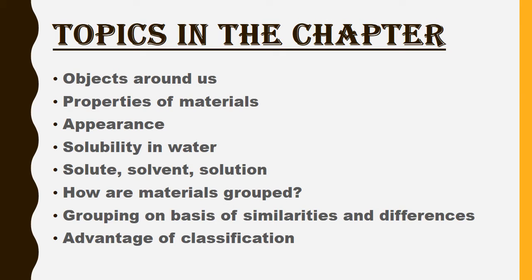So in this chapter, the topics we are going to cover are objects around us, properties of materials, appearance, solubility in water, solute, solvent, solution, how the materials are grouped, and grouping on the basis of similarities and differences, and the advantages of grouping, that is the classification.